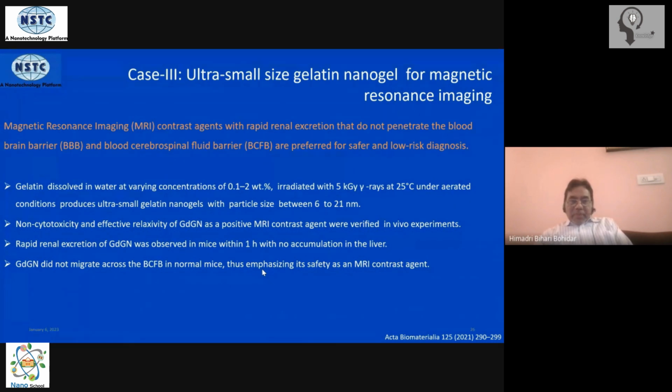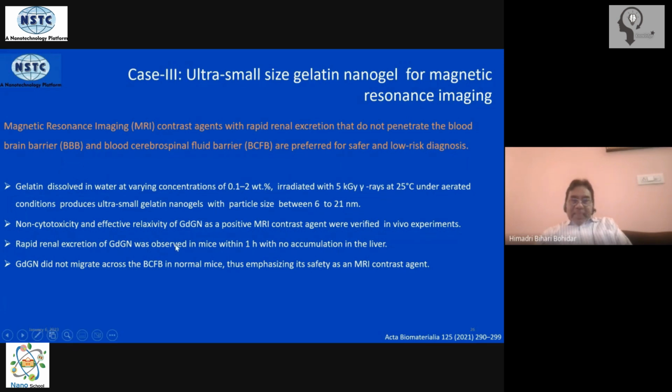Now realize that for MRI experiments, unlike what we saw earlier in the transdermal drug delivery, we need to have much smaller size particles. So this particle size here is typically about 10 to 15 nanometer, 20 nanometer. And clearly the template model that we are following will not succeed in giving us a 6 to 21 nanometer particle size gelatin nanogels. So a different synthesis protocol has to be adopted now.